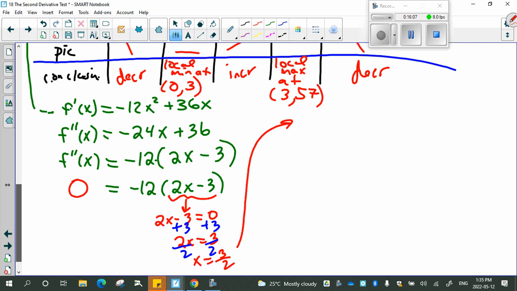So then we don't call this a critical value, we call it a possible point of inflection. Why is it possible? Because the rational functions are not always points of inflection. The polynomial they are, but it's just in case.